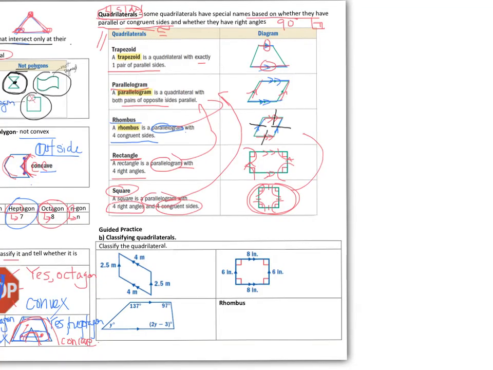Okay, now let's work on classifying the quadrilateral. This first shape here has 2 pairs of opposite sides equal to each other, and 2 pairs of opposite sides that are parallel to each other. But the angles are different. And so it looks like a parallelogram. Parallelogram.